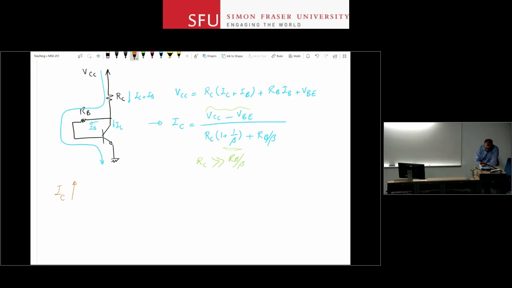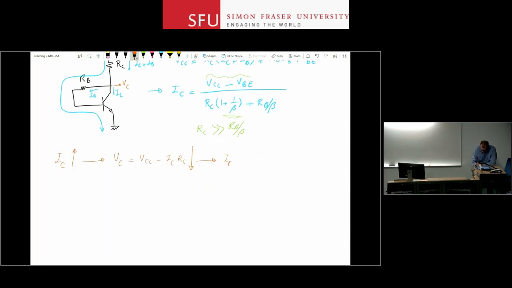IC has gone up. So, as soon as IC goes up, what happens is that VC, the voltage here, which is VCC minus IC RC, will go down, right? IC has gone up, VCC is fixed, the voltage drop across the resistor will increase, and therefore VC will go down. When VC goes down, then IB, which is VC minus VB divided by RB, will go down. Why? Because VB is more or less fixed. VB is VBE.